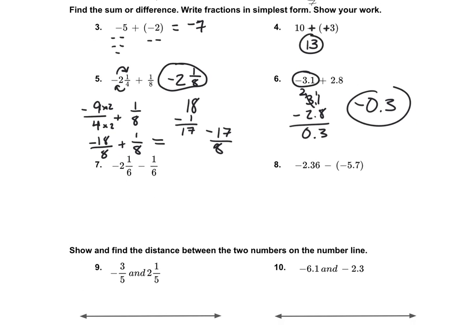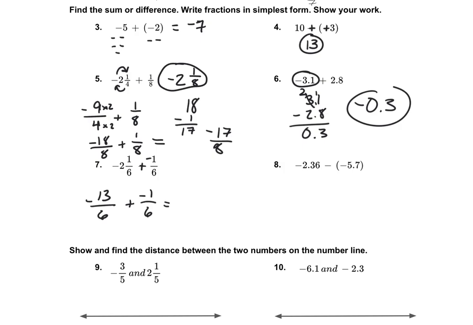For number 7, I've got -2 and 1/6 minus a 6. Right, this time I do have the opportunity to do karate math. We're going to do a chop slash. Now I'm adding -1/6. 2 and a 6, if I change this into an improper fraction, is going to end up being 6 times 2, which is 12, plus 1 is 13. Over 6, keep it negative, plus -1/6.